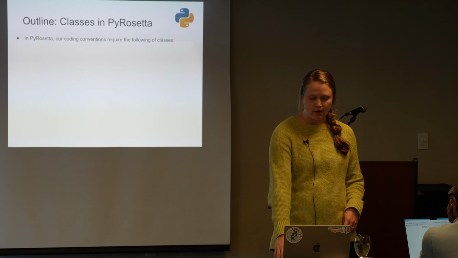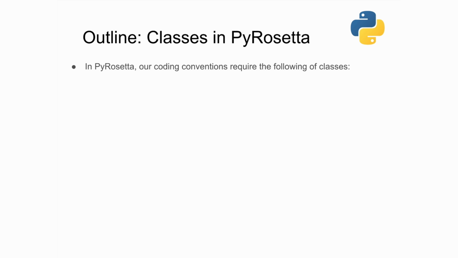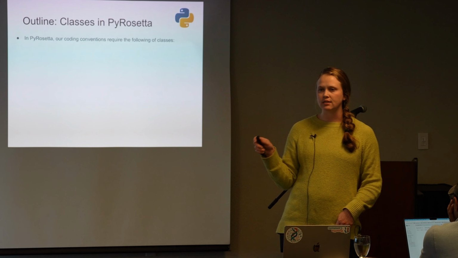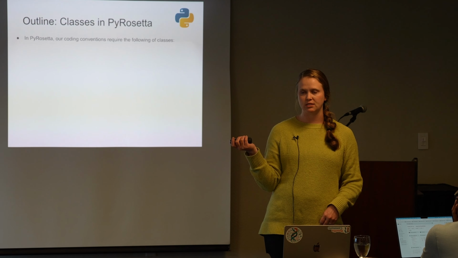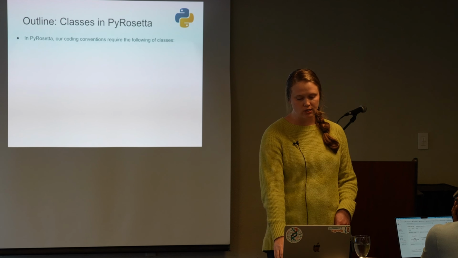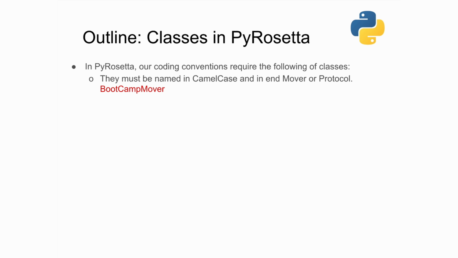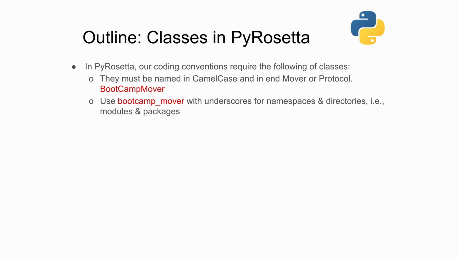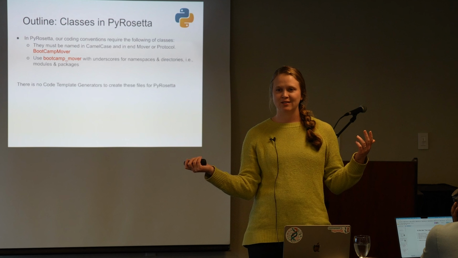All right, what about in PyRosetta? So PyRosetta also has coding conventions. I did mention there is a link on the Rosetta documentation for the C++ coding conventions, and then there's also a link for the PyRosetta coding conventions. So your class name should still be in camel case and end in mover. For the namespacing, you'll use bootcamp_mover. And there is no code template generator to create these files in PyRosetta. Maybe that's something one of you would like to write.